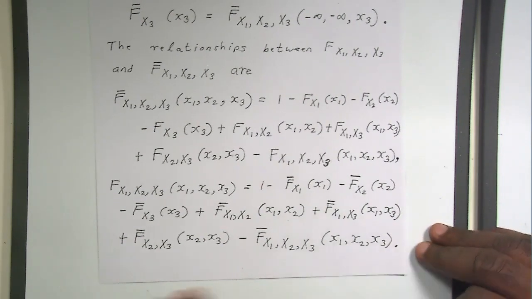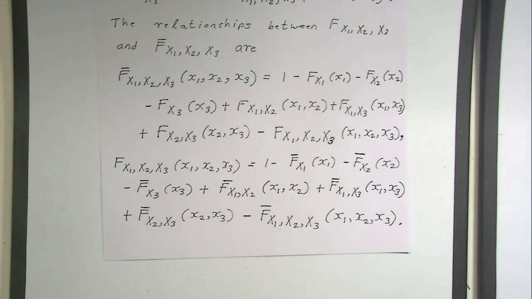Alright, so these are the two relationships between f and f bar. The first relationship gives f bar in terms of f. The second gives f in terms of f bar. I know that's complicated, guys, but is that okay?